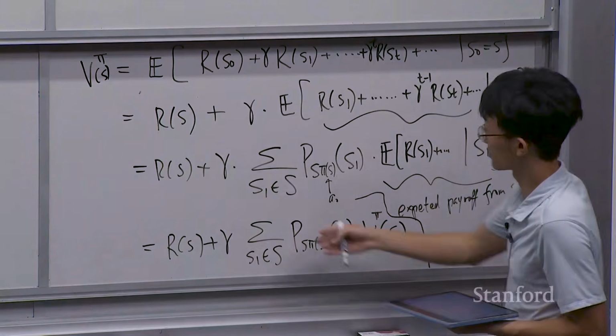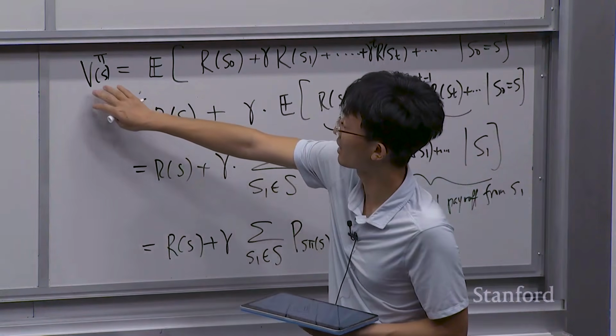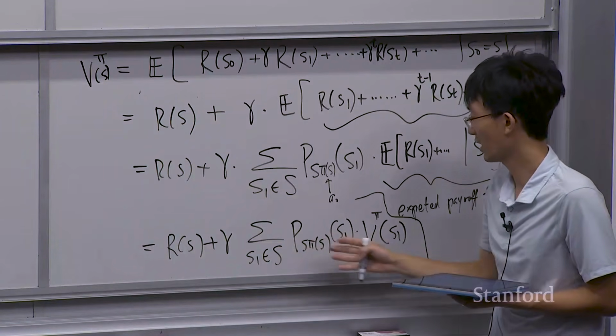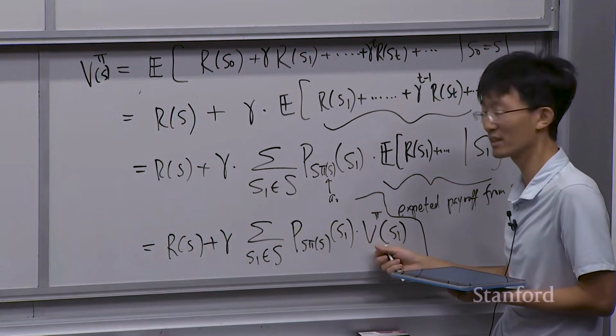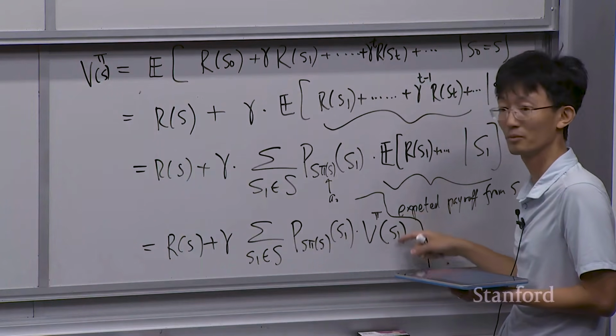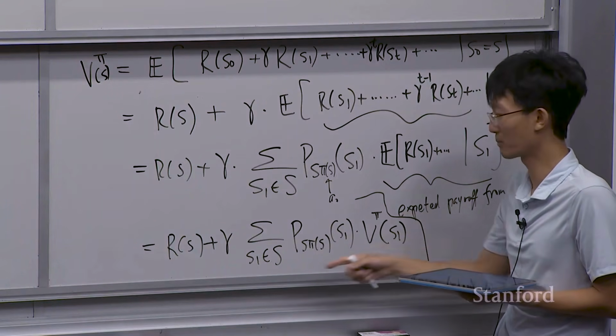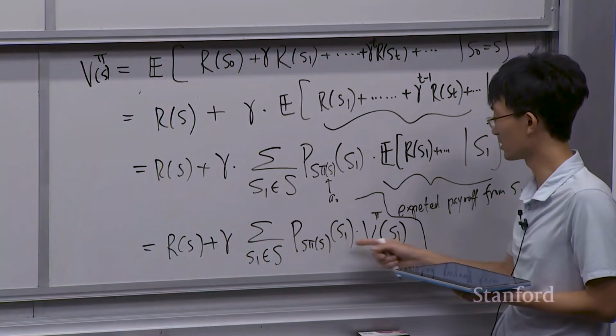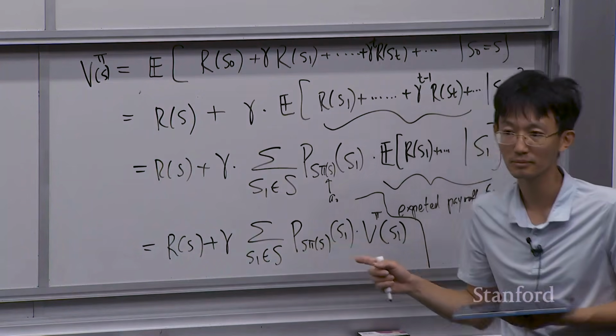So that's my equation. On the left-hand side, I have V pi S, and on the right-hand side, I still have V pi. And here actually it's not only just one S, right? Every S shows up here, because it's a sum over all possible S1. It's just weighted differently.